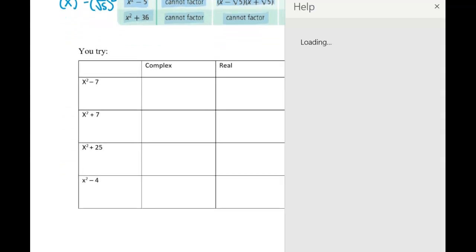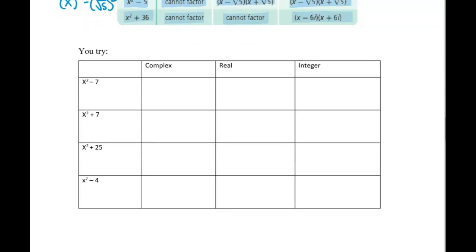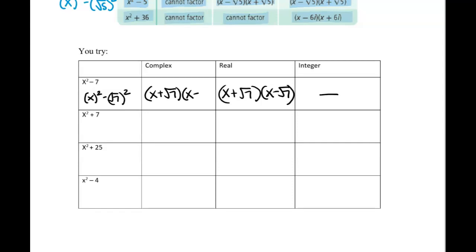So let's look at these. If you're feeling comfortable with this, you're welcome to pause and just try it on your own, otherwise you can watch me. So x squared minus 7. Well, the only way to write this as a difference of squares is x squared minus square root of 7 squared. Okay, so that's real. x plus square root of 7, x minus square root of 7. It's not integers, but it can be complex. x plus root 7, x minus root 7.